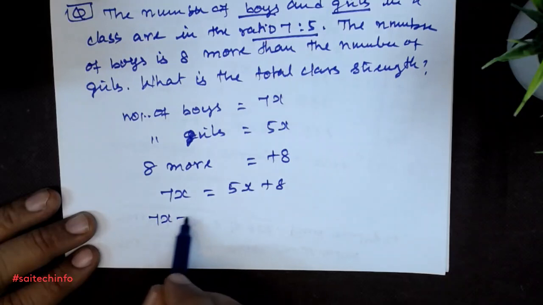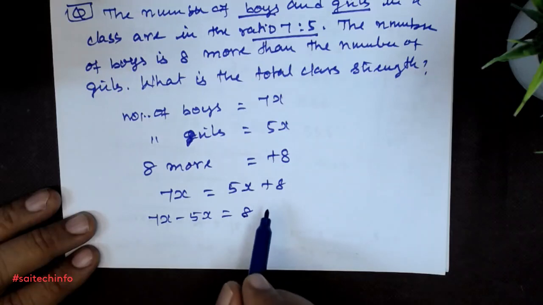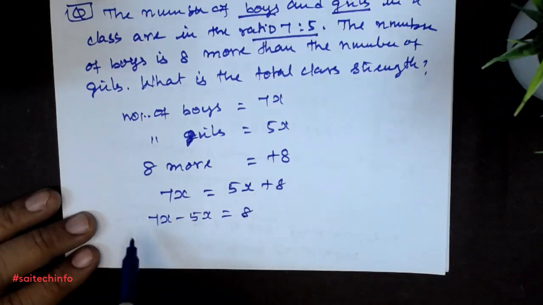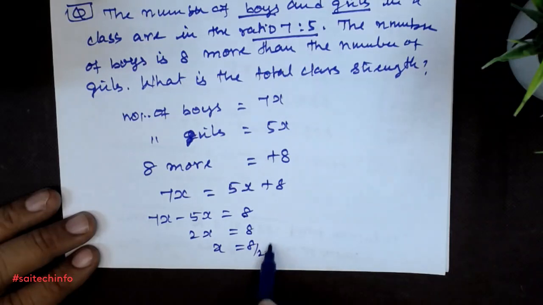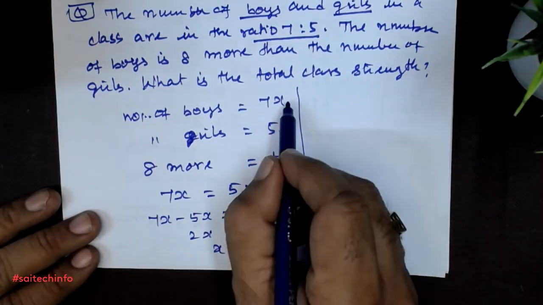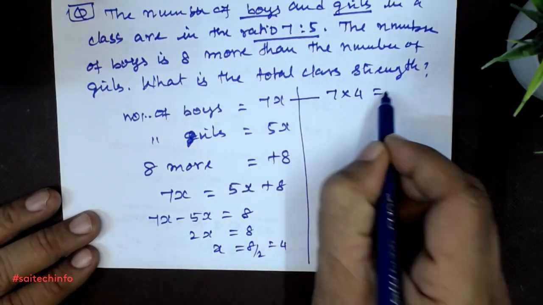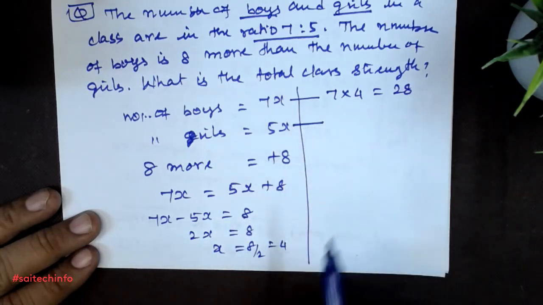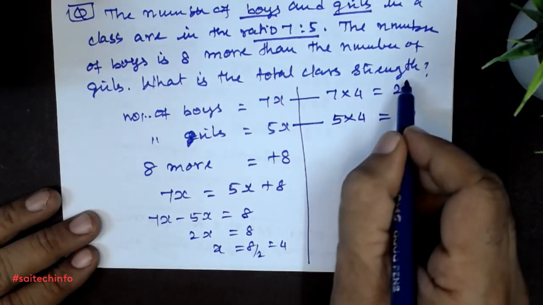So 7x minus 5x is equal to 8. This 5x comes to this side, so 2x is equal to 8. x is equal to 8 by 2, that is 4. It is not asked as x, it is asked only the number of boys and the number of girls. Boys is 7x, so 7 into 4, 28. What about girls? 5 into 4, 20.